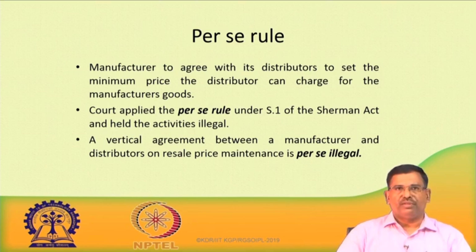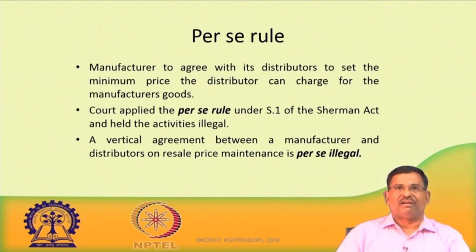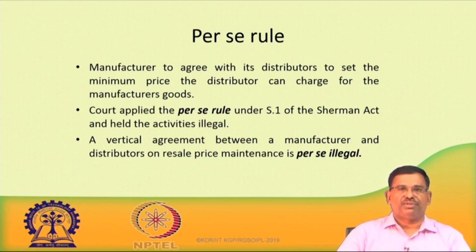The Sherman Act very clearly says that the manufacturers along with the distributors agree on prices, they fix the prices. So, minimum prices are fixed. The court in this particular case applied the per se rule in section 1 of the Sherman Act and held these activities illegal. So, the vertical agreements between the manufacturers, distributors and retailers, ultimately reaching the consumers, the price fixing, are held to be per se illegal.